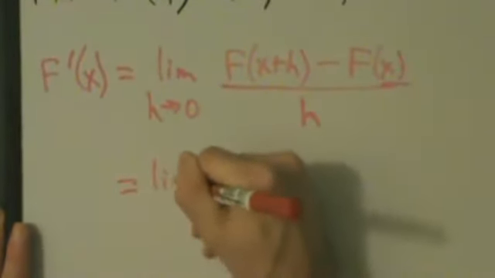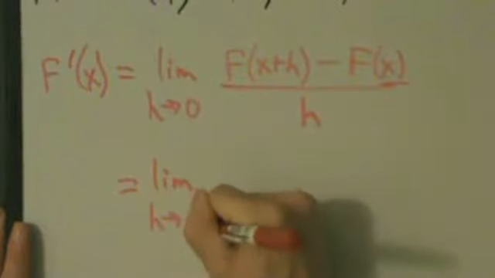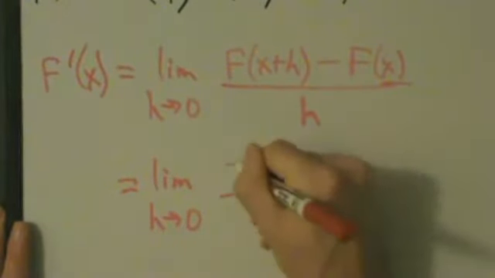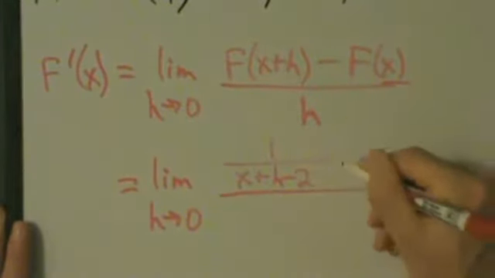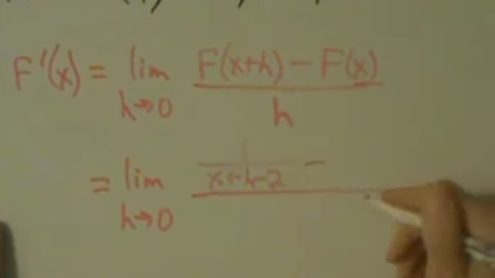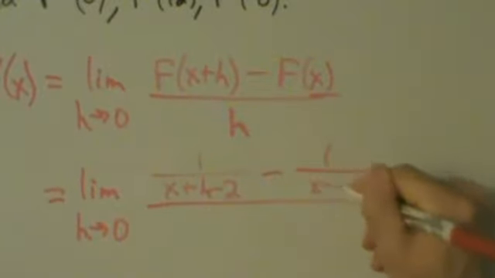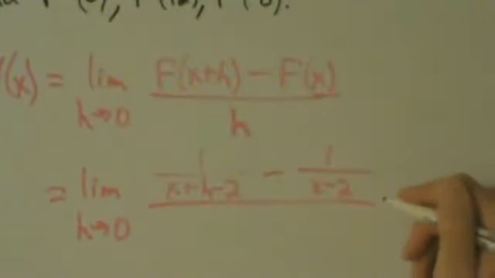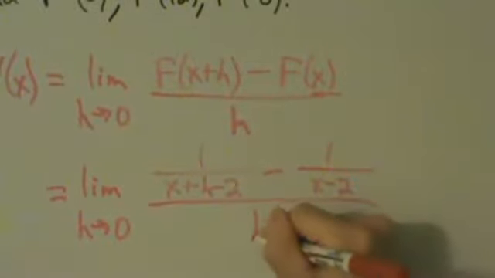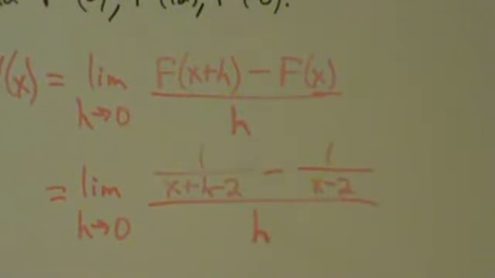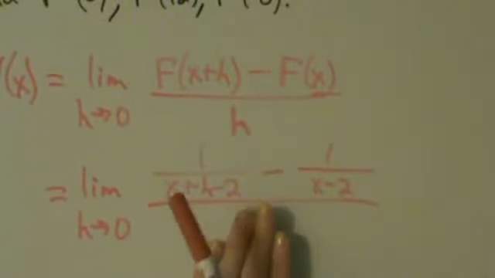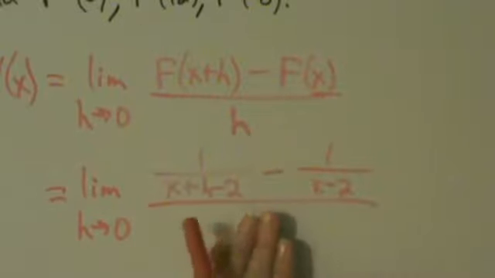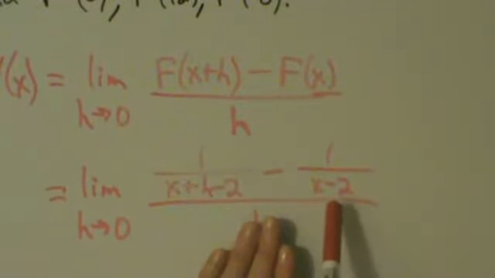So this equals the limit as h goes to 0 of 1 over x plus h minus 2. And then we have minus f of x, which is 1 over x minus 2. Okay? And then on the bottom we just have h. So what do we have here? We just have rational functions, right? So again, we could do a common denominator thing by ignoring this h down here, get a LCD, least common denominator here. Or we could just look, here's x plus h minus 2, here's x minus 2.